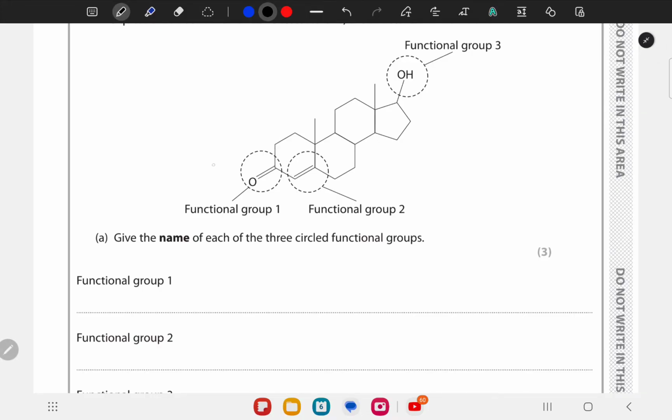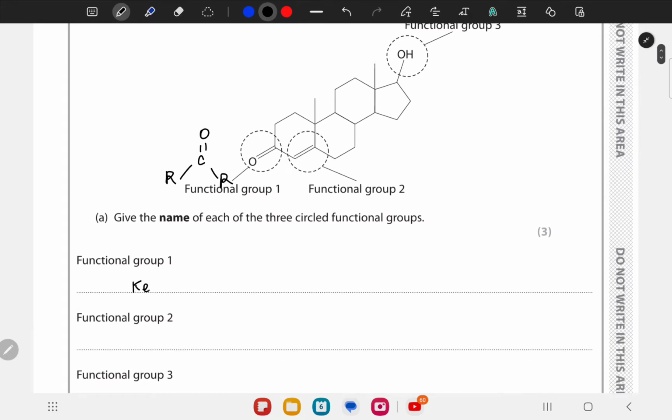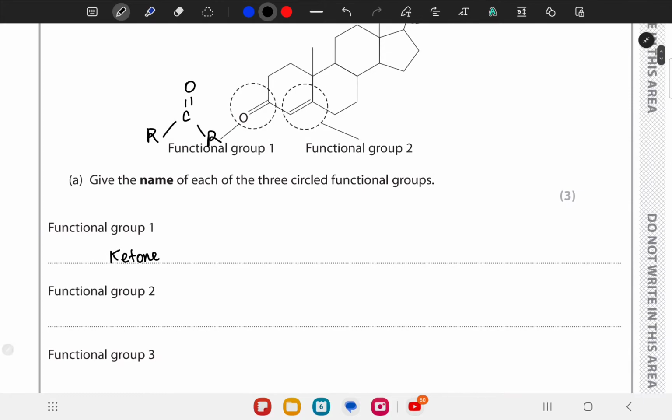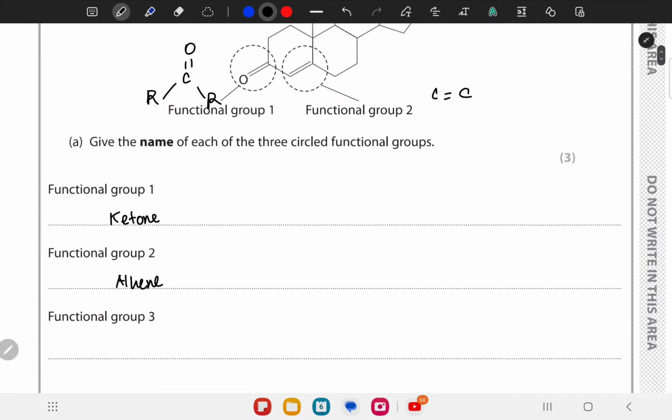This is a group like this, two alkyl groups on its right. So this is a ketone. Functional group 2 is just a C=C, so this is an alkene.